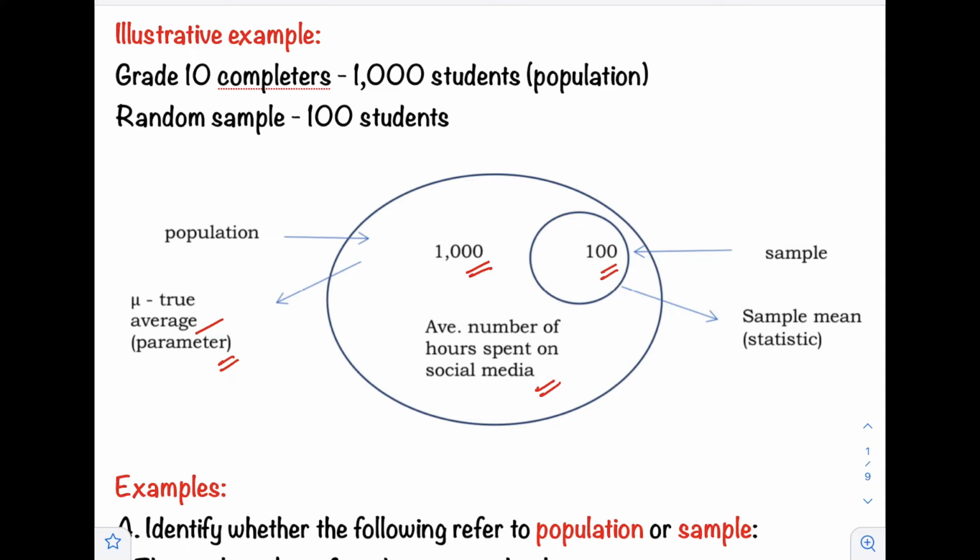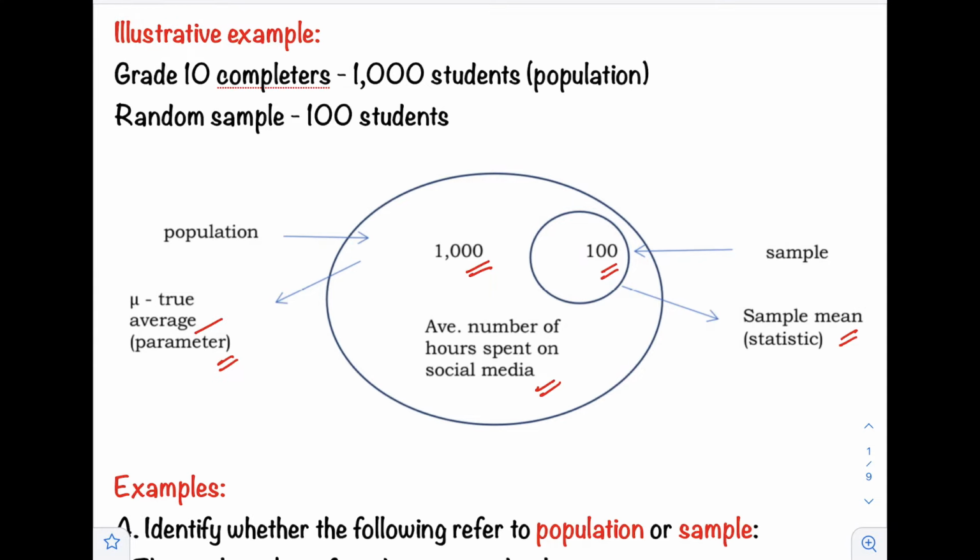If the average comes from the population, we call that a parameter. It is a numerical measure that describes the whole population. Then, if the average comes from the sample, we call that a statistic. It is a numerical measure that describes a sample. Parameters are usually denoted by this symbol, which means population mean. And statistics are denoted by x bar, meaning sample mean.